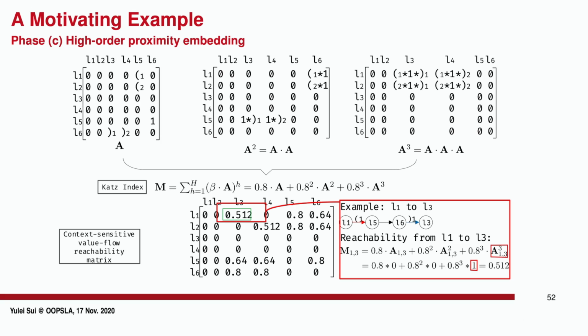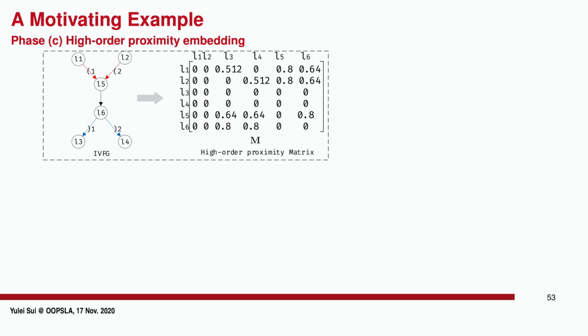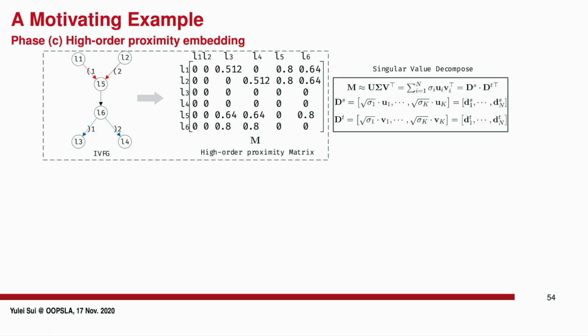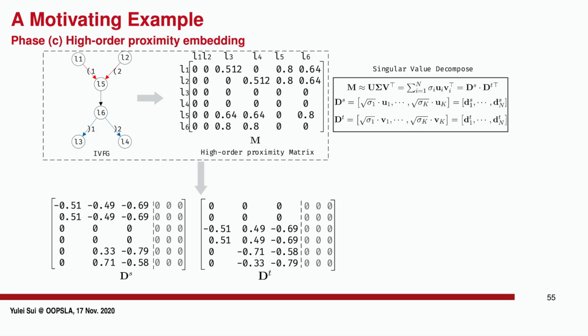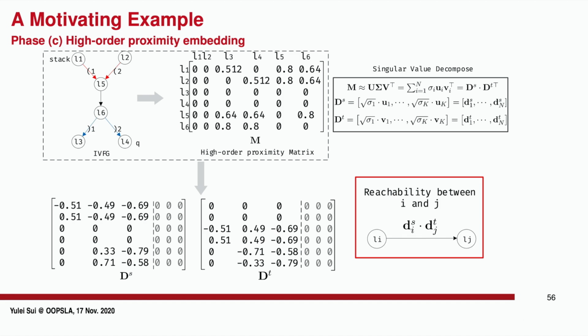There is only one feasible path here, captured by A³(1,3). We then decompose the higher-order proximity matrix M into k-dimensional embedding vectors ds and dt, so that each node will associate a source vector and a target vector. A higher proximity value, for example, produced by the inner product between i's source vector and j's target vector, implies the shorter feasible value flow paths from node i to node j on the IVFG.